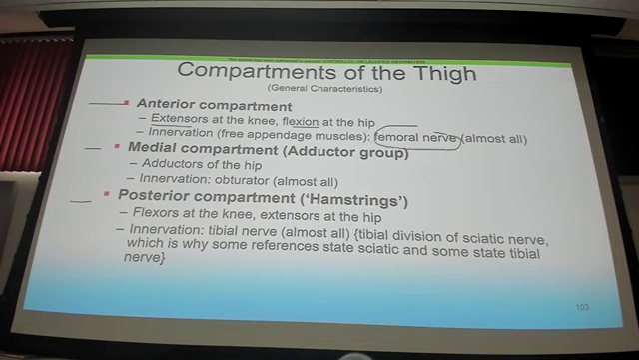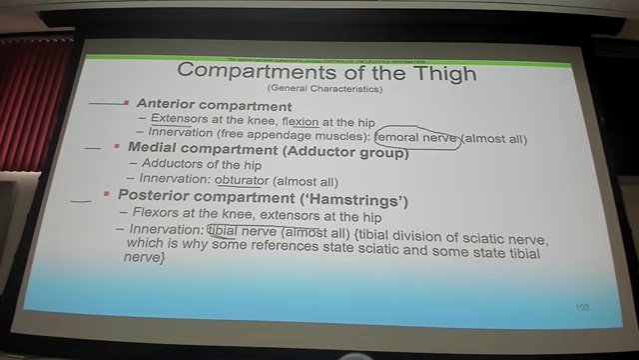So I will point out the exceptions, but almost all. The medial compartment is the adductor group, and almost all of those are innervated by the obturator nerve. And then you have the posterior compartment, which is our hamstrings, and their actions are to do hip extension and knee flexion. And they're almost all going to be innervated by the tibial nerve.